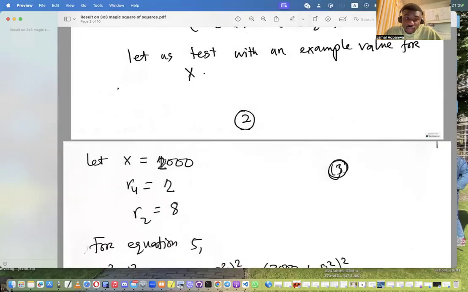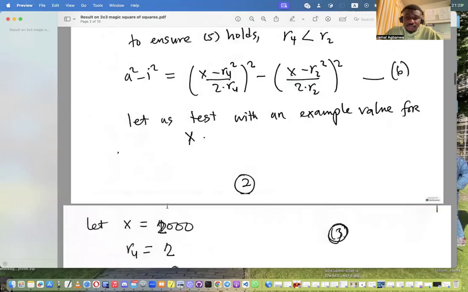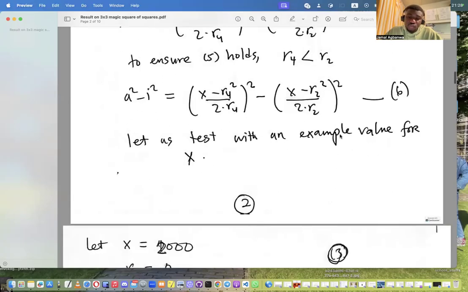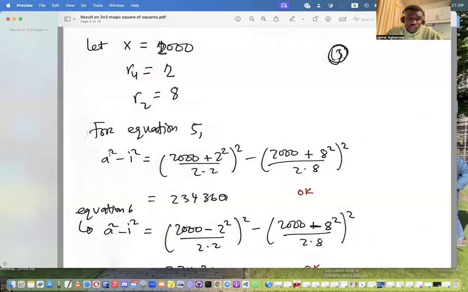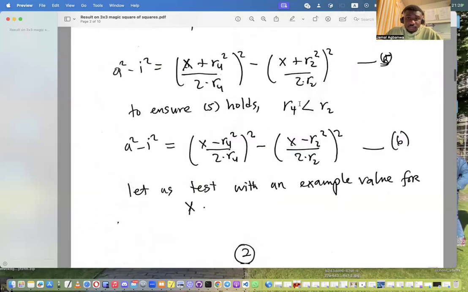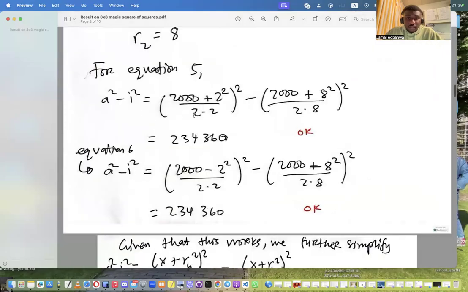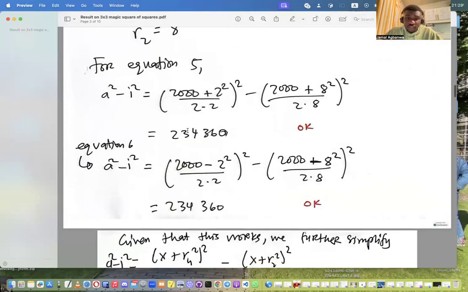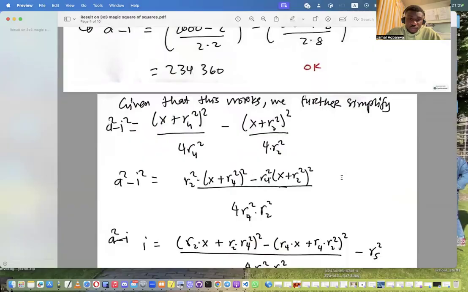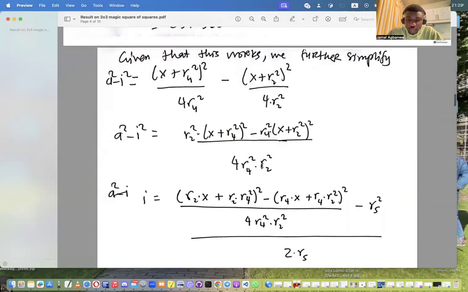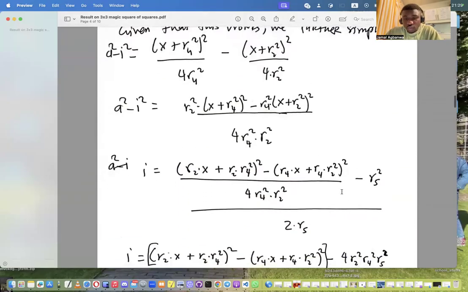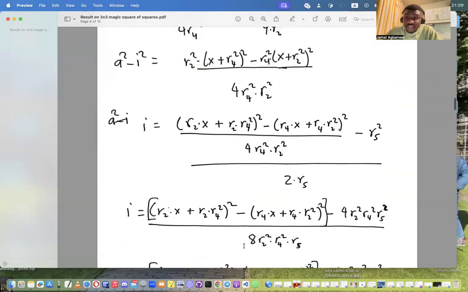Now we consider an example case. Let x be 2000 and represent r subscript 4, which is 2, and r subscript 2, which is 8. So we now realize that indeed 2 is less than 8. So when you substitute that into equation 5, which is this, realize that we have this over here, and that gives you a positive number of this. And we did that for equation 6. We had this number, and we did further working on this one, and we were able to get this formula for I, and I is an integer.